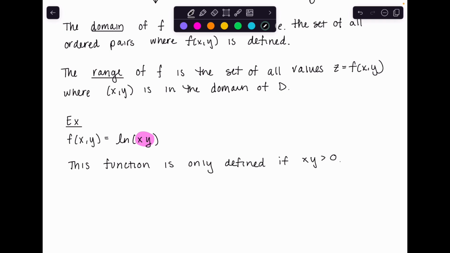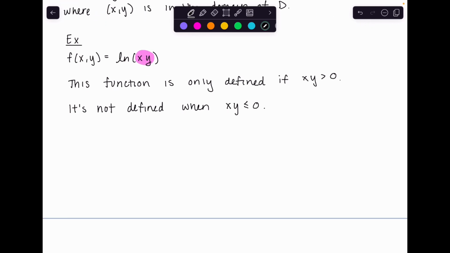Okay? It's not defined when this product, the thing on the inside, is less than or equal to 0. Okay? So you're trying to figure out the region in the xy plane that makes this true. So if I go ahead and draw a picture, here's our x-axis, here's our y-axis. If I need the product to be positive, well, in quadrant 1, the product of x and y is positive because x and y are both positive. If I'm over here in quadrant 2, one is positive and one is negative, so this doesn't work.